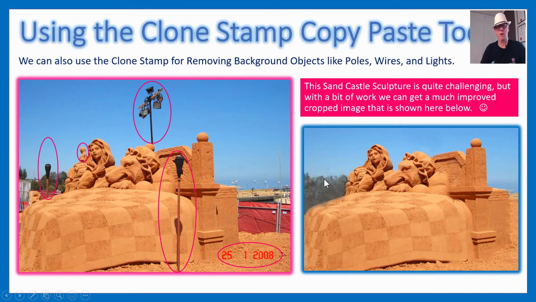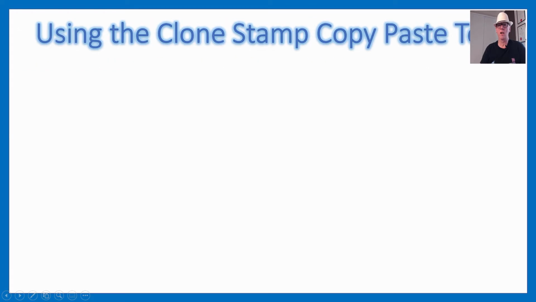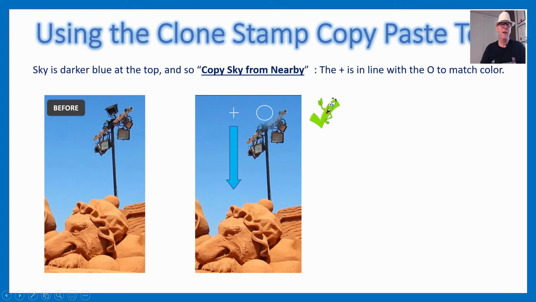But that's kind of the best we could do with that. That was getting very difficult. But we'll have a go at doing all of this in a live demo very shortly. Now the thing is, when you're doing sky on a sunny day, it is actually darker at the top than it is at the bottom. This is a much lighter blue down here than the intense blue up here.